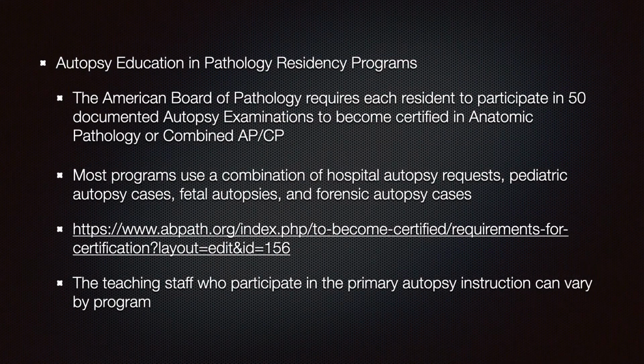In order to become certified in anatomic pathology, pathology residency programs in the United States are required to provide education in autopsy performance and practice. The American Board of Pathology requires each resident to participate in 50 documented autopsy examinations to become certified in anatomic pathology or combined anatomic and clinical pathology. Most programs use a combination of hospital autopsy requests, pediatric autopsy cases, fetal autopsies, and forensic autopsy cases to meet this mandatory number of 50 autopsies.